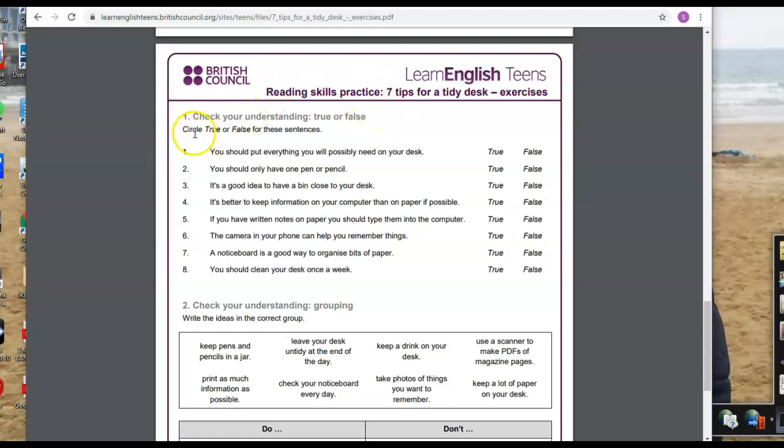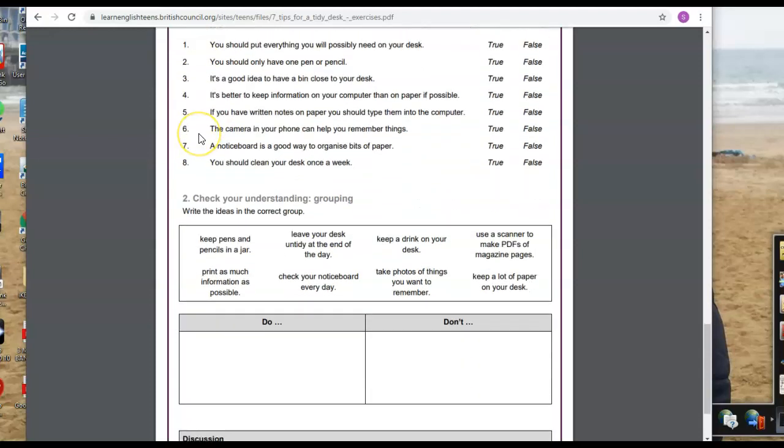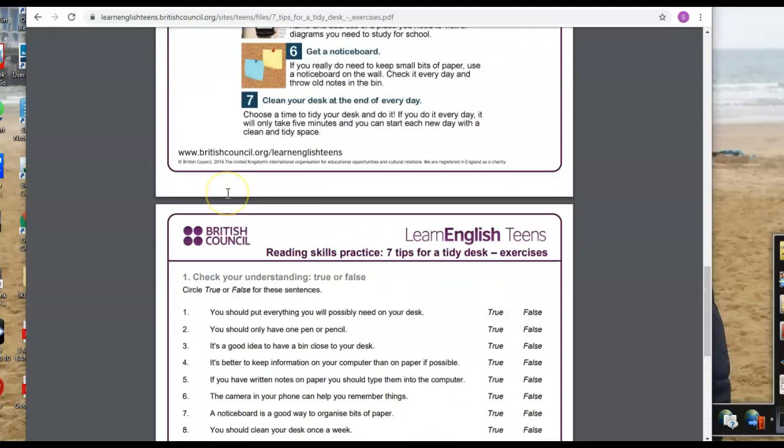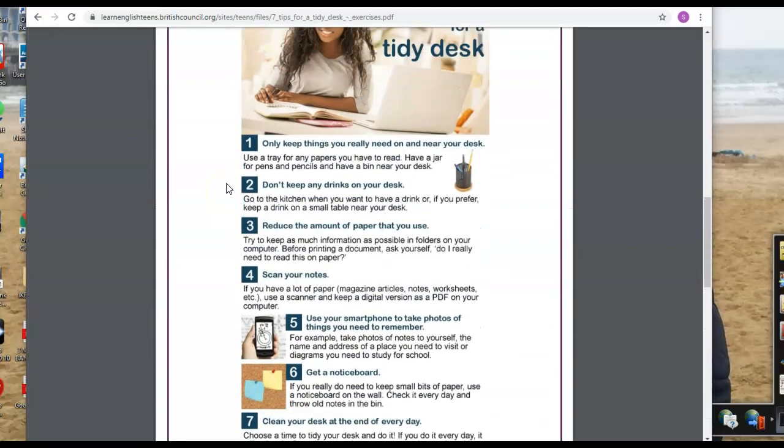Next is answer all the questions. And then it wants you to check your understanding. So you need to put the correct phrases and sentences under do or don't. So here it says, keep pens and pencils in a jar. Do you think that is do or don't? Well, I think it's do. And I'm sure if I go back up here, it will tell me. Oh yes, look, have a jar for pens and pencils.